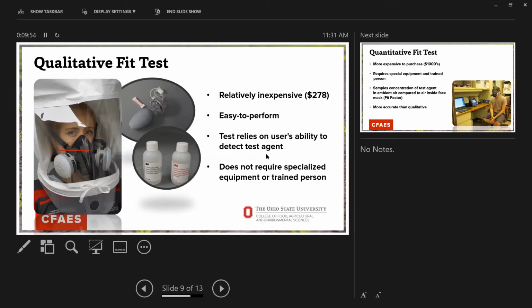So strangely enough, I've got some of the banana stuff. If you'll pass those around. The 4 test agents that you're able to use are the banana oil, saccharin or a sugar solution, which you would taste, Bitrex, which is bitter tasting, and then there's also a smoke irritant. But those last 2 kind of seem cruel. So we've just used the saccharin solution and the banana oil.